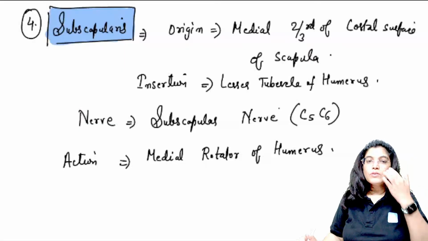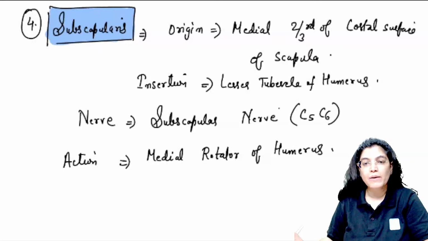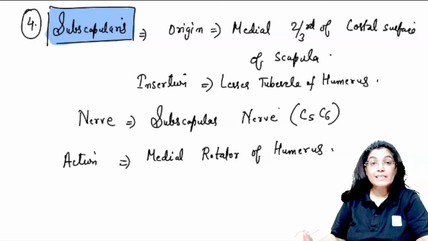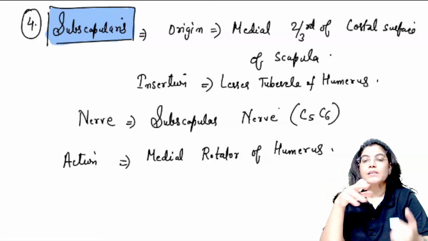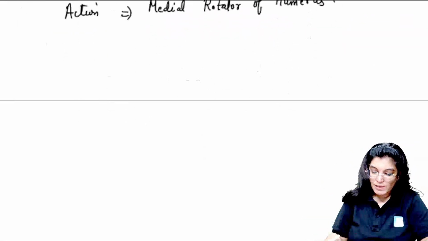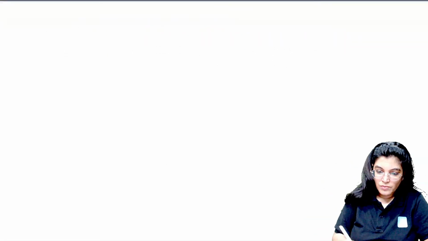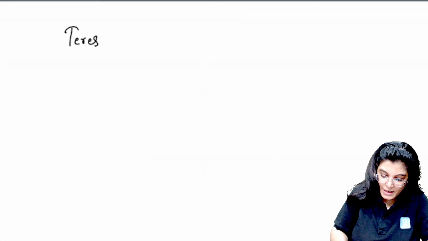Now, done with this, the last muscle which I want to describe in the scapulohumeral group is the teres major muscle. So these were the 4 rotator cuff muscles, and the one we have done is the deltoid muscle. So 4 plus 1 is 5, and the 6th in this list is the teres major muscle.